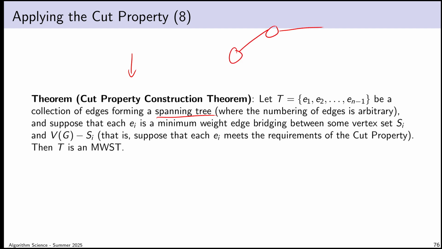take any combination of edges of the graph where the cut property tells me that each of those edges is in some minimum weight spanning tree, and I make sure that the collection of edges that I choose does not contain cycles and connects all vertices, so it is a spanning tree, then that is guaranteed to be a minimum weight spanning tree. And the algorithms that we are about to develop all basically do that.